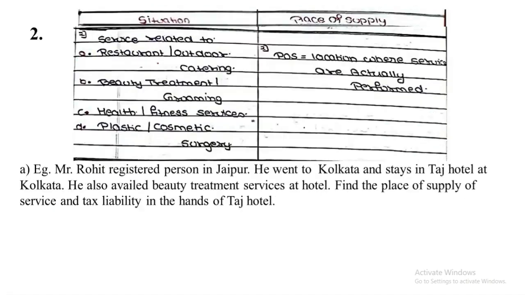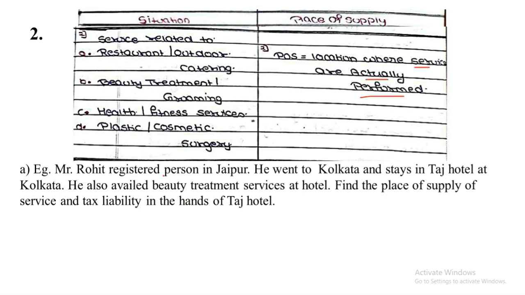Second, services related to restaurant, outdoor catering, beauty treatment, grooming, health, fitness service, plastic and cosmetic surgery. So any services related to restaurant, beauty, health, plastic surgery, cosmetic, the rule is the place of supply will be the location where the services are actually performed. So very simple, wherever these activities are taking place, that place will be your place of supply. To understand that, we take up an example.